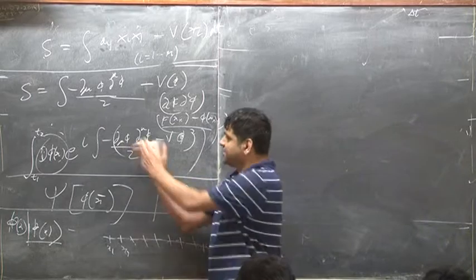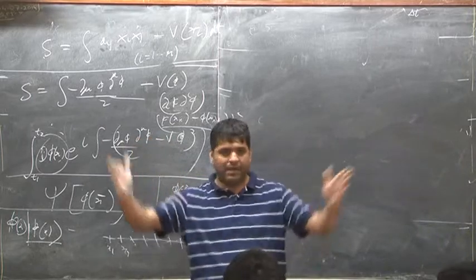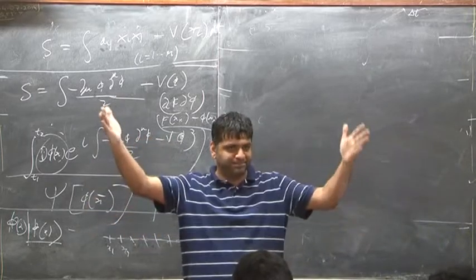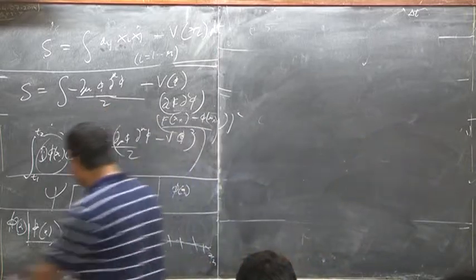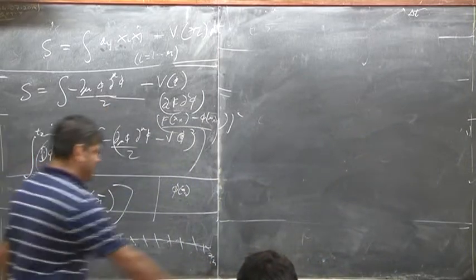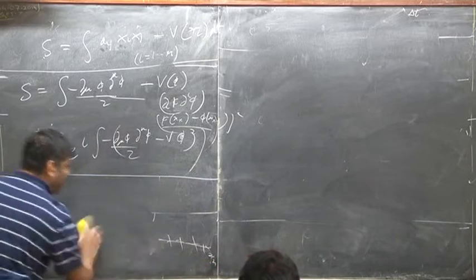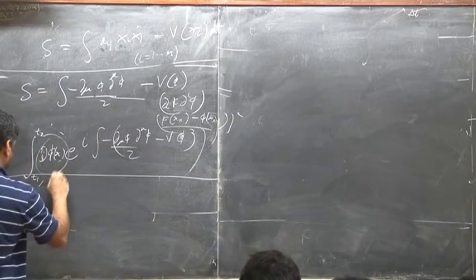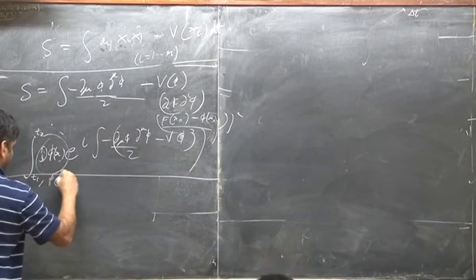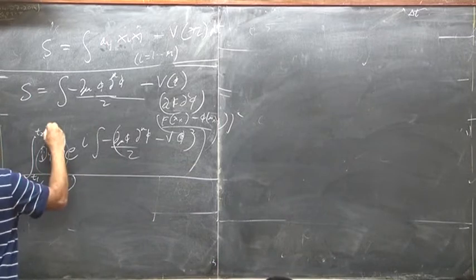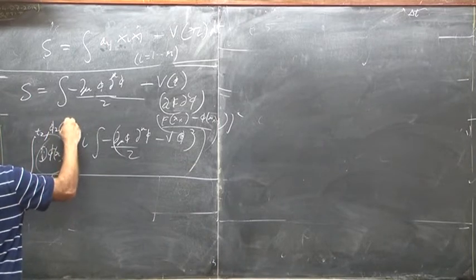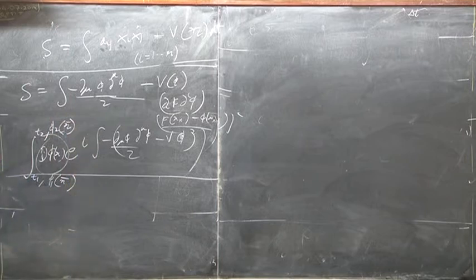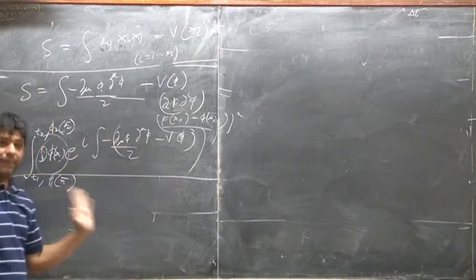Because this action, once you discretize it, is not well-defined unless you know what's happening at the boundaries. So this object is only well-defined if I specify that at t1, I know what the function is, some phi 1 of x, and at t2, I know what this is, some phi 2 of x. Is this clear? Then this object now is a clear number.